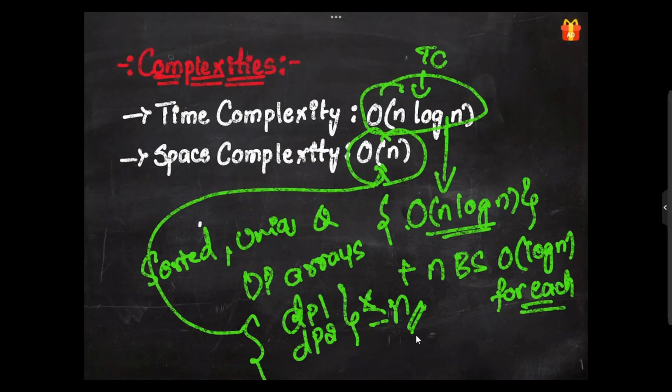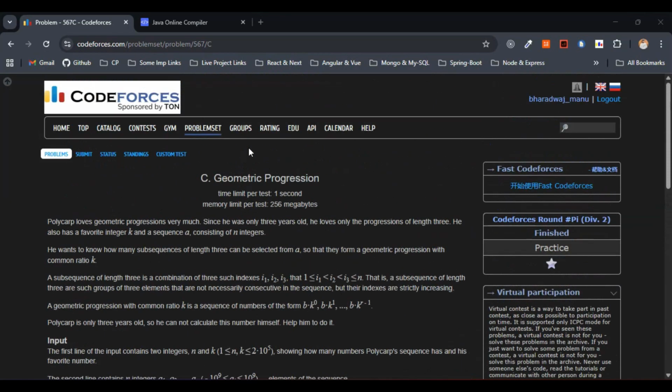So the time complexity and the space complexity for the code that we'll be writing would be big O of n log n and big O of n respectively, right? So as we are completely familiar with the approach and the complexities, we are good to write the code. Let's start writing the code here.